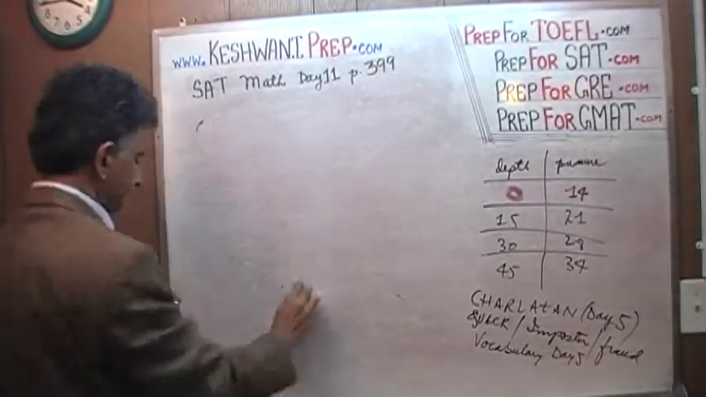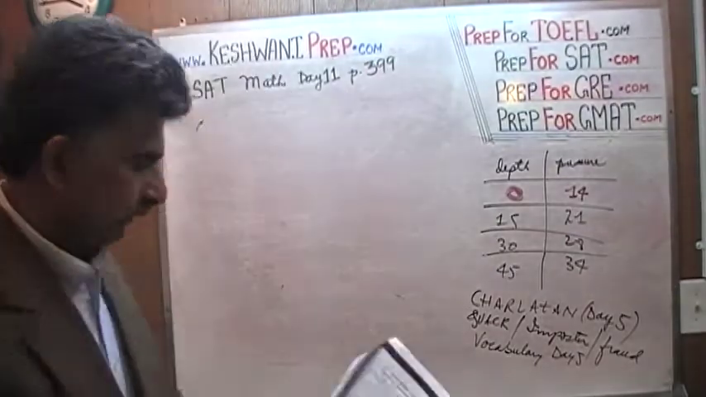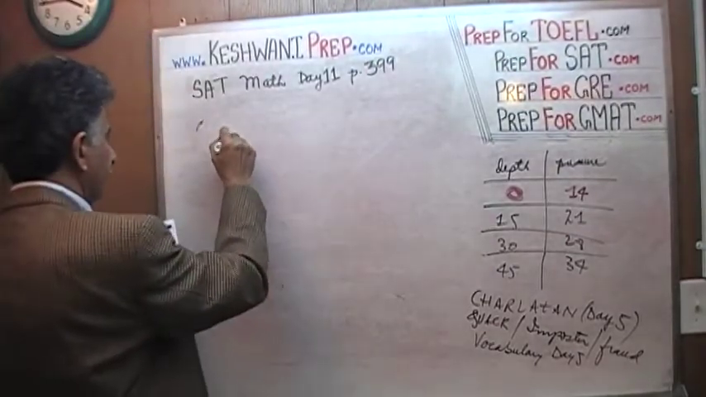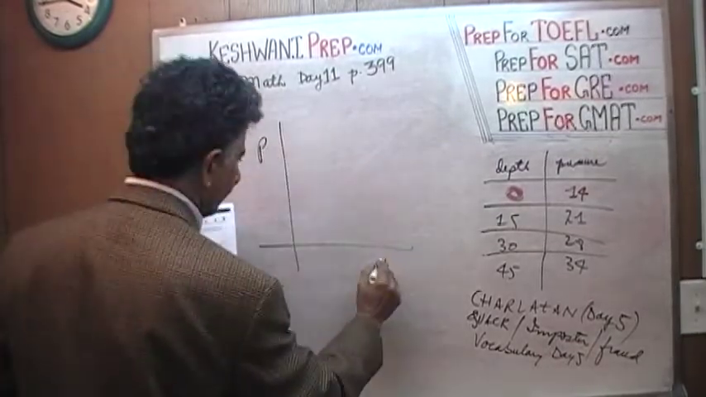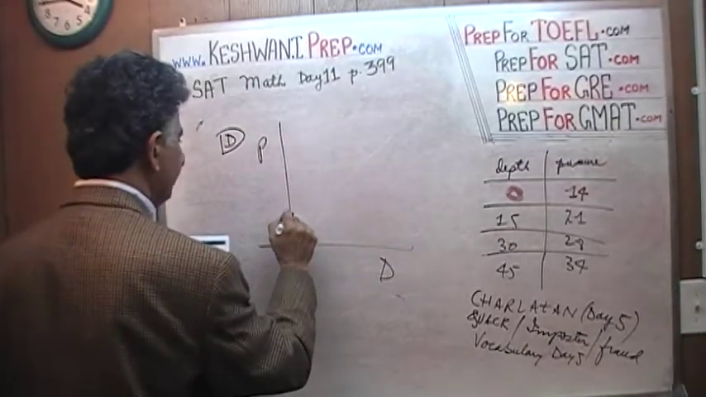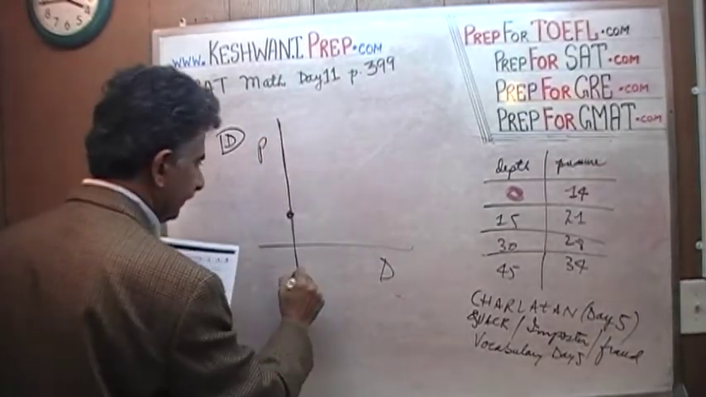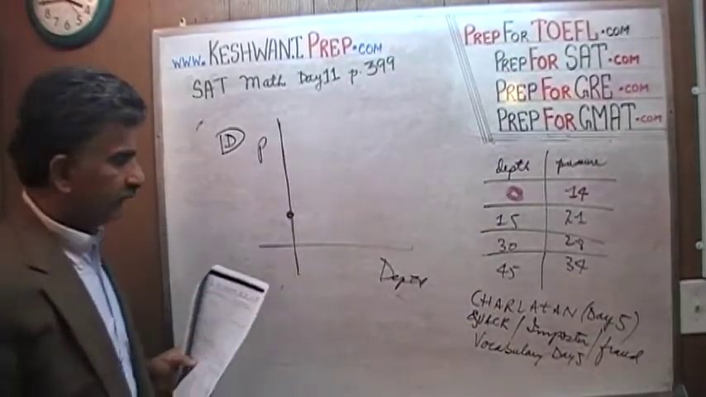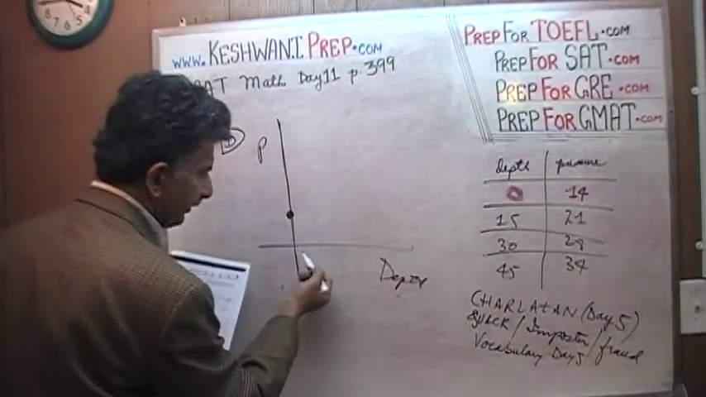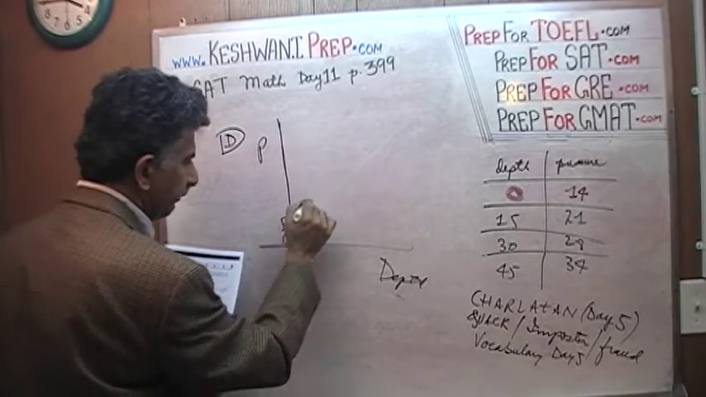Let's look at D. D is the right answer. D is the right graph. D says, here is your pressure, here is your depth, and it says that even when you are at a 0 depth, along the y-axis, where the depth is 0, it says even at a 0 depth you have a certain pressure and then it begins to build up.